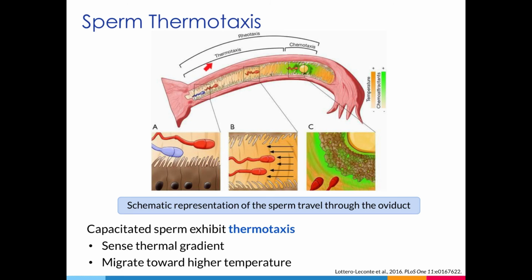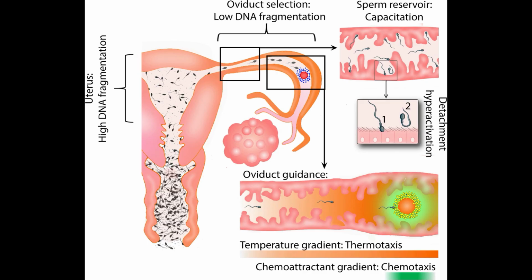One of these cues is thermotaxis, which we would consider a moderate range cue. Thermotaxis, as the name suggests, is the migration of the sperm following a temperature gradient. There is a 2-degree temperature difference between the isthmus of the oviduct and the ampullary region of the oviduct where fertilization takes place, with the ampullary region being warmer. Capacitated sperm are able to sense these temperature differences and migrate toward the warmer region.